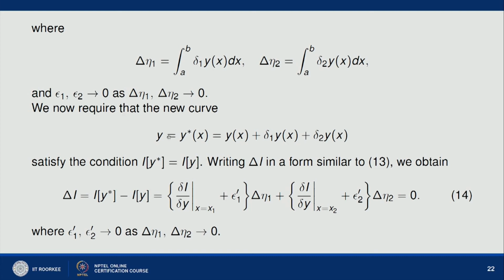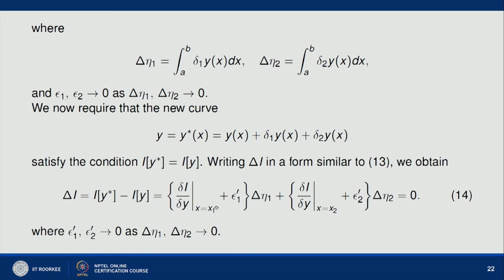So now we have a perturbed curve, given as y of x plus delta 1 y of x plus delta 2 y of x, and for this we want that I of y remains invariant, meaning it remains constant. So I of y will be equal to I of y star. So we find the increment delta I in terms of variational derivative, where delta I is equal to I of y star minus I of y. Since both are the same, it has to be 0.